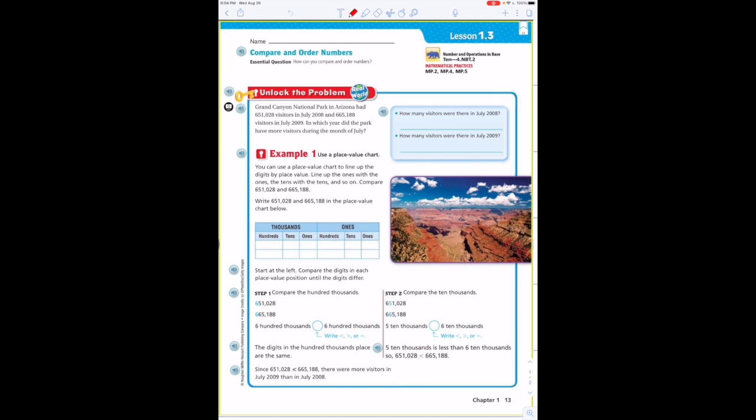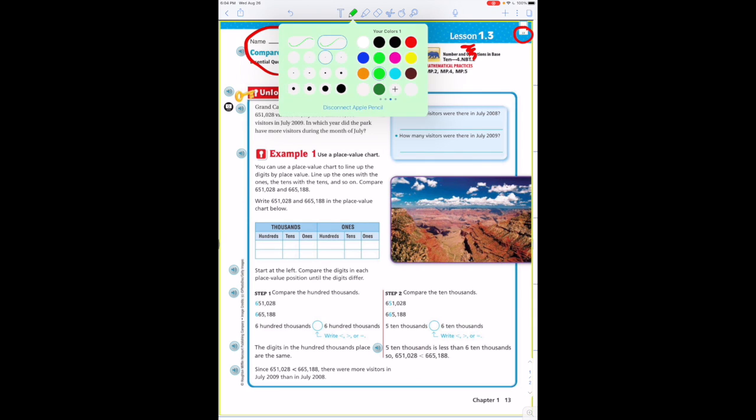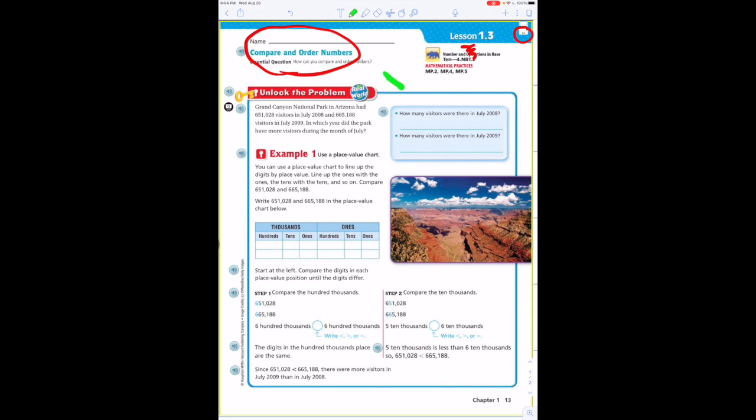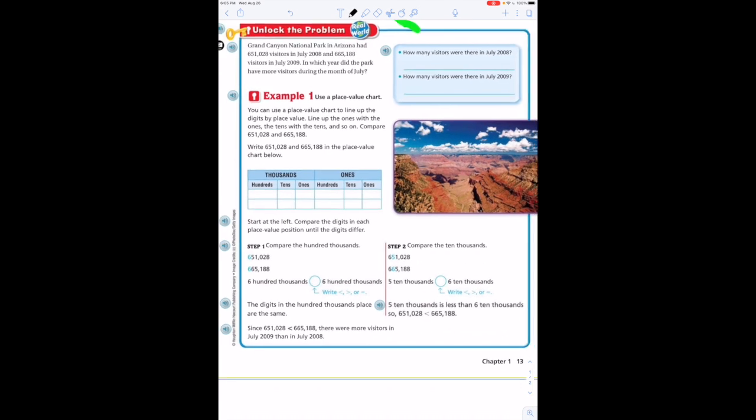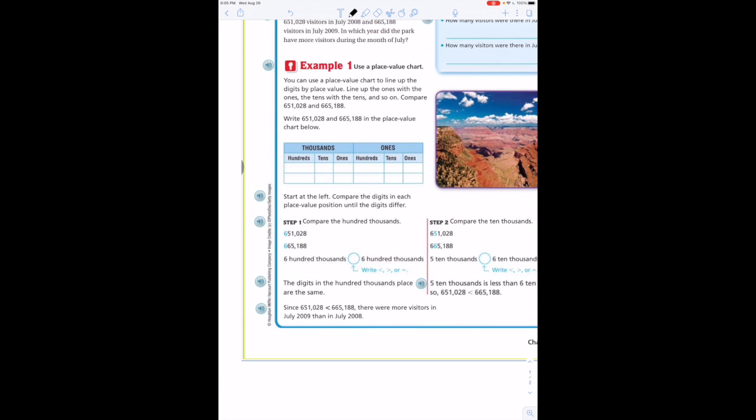Alright guys, if you're in your books today in Go Math, we're on page 13 in lesson 1.3. In today's lesson we're supposed to compare and order numbers. Many of you might remember the alligators, those little signs like that, and they always eat the bigger number. That's what we're talking about today when we're comparing numbers. But we're not just comparing small numbers anymore. We're comparing hundreds of thousands, tens of thousands, and thousands. This is the 4th grade. It's the big show. All right, so let's take a look at how to do one of these problems.